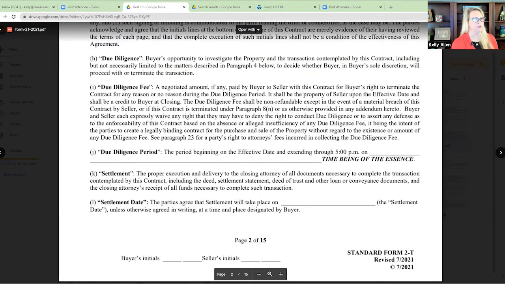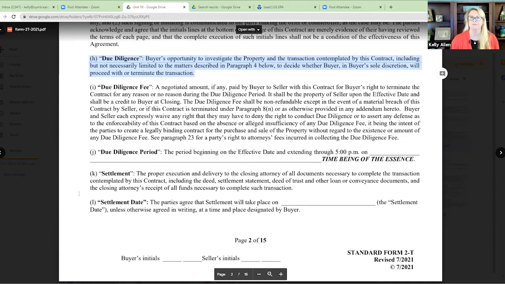So we're going to slow down a little bit here. And we're going to talk about what the word is, due diligence. Now, you're going to get a good grasp on this because a lot of our out-of-state buyers and in the future sellers will not be familiar with a due diligence period. So let's check it out so we really get a firm grasp on it.